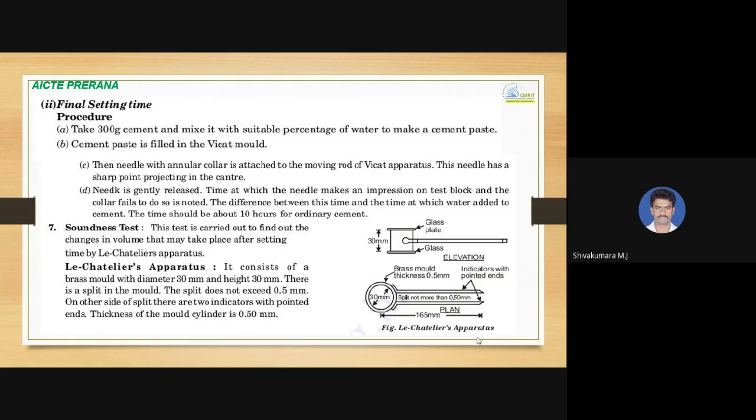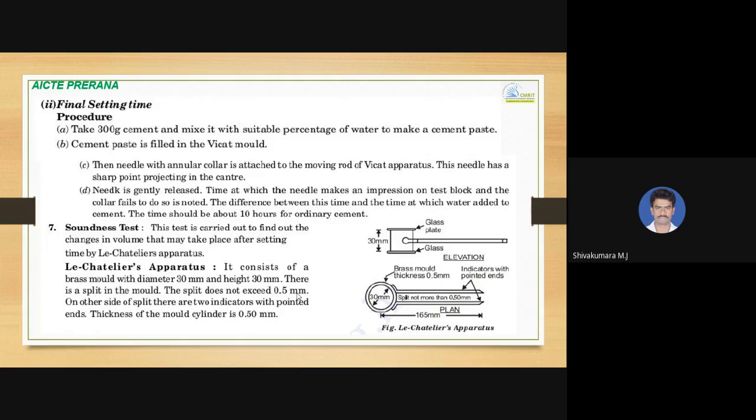It consists of one Le Chatelier apparatus to check the soundness of cement. The dimensions of this Le Chatelier apparatus are 30 mm diameter and 30 mm height, as shown in the figure over here. It consists of two indicators, and there will be a slit in this cylindrical portion, and that width should not exceed 0.5 mm.